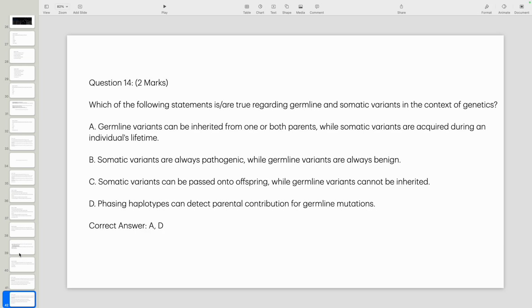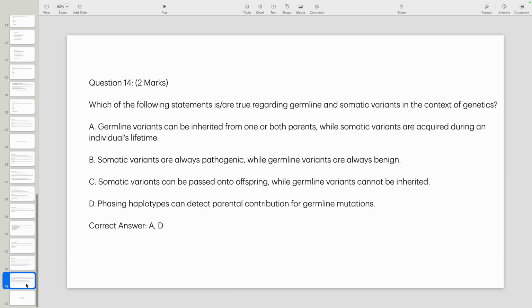D is phasing haplotypes can detect parental contribution of the germline mutation. Phasing means that we are differentiating between the mother and the father chromosome. So phasing haplotypes can detect parental contribution for the germline mutation, which is a true statement. So the correct option for this question would be A and D. I hope this is clear.